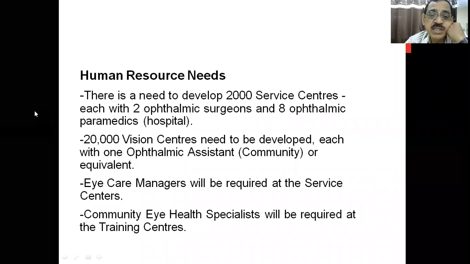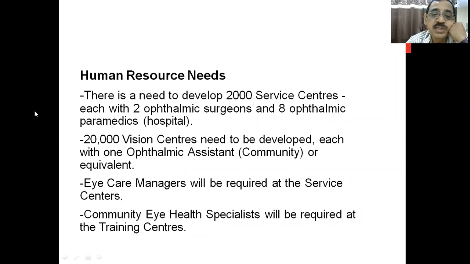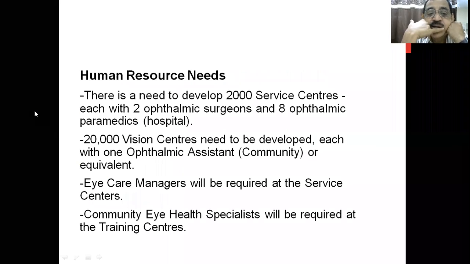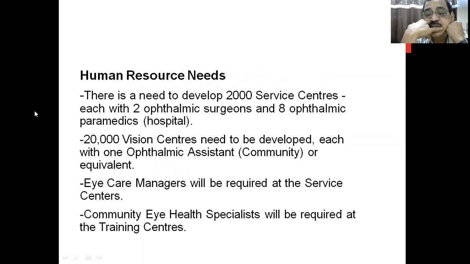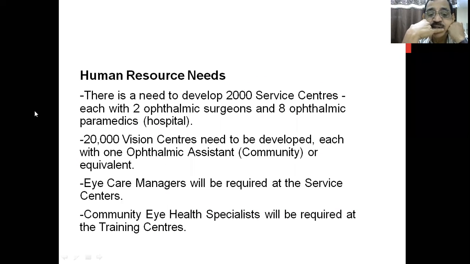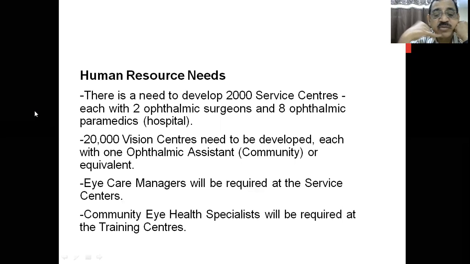Human resources needs: there is a need to develop around 2,000 service centers, each with 2 ophthalmic surgeons and also 8 ophthalmic paramedics, and 20,000 vision centers need to be developed, each with 1 ophthalmic assistant, community ophthalmic assistant or equivalent. Eye care managers will be required at the service centers. Community eye health specialists will be required at the training centers.